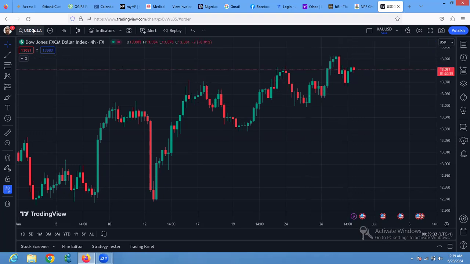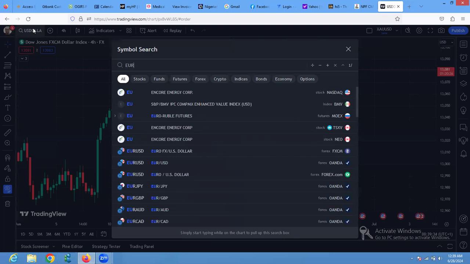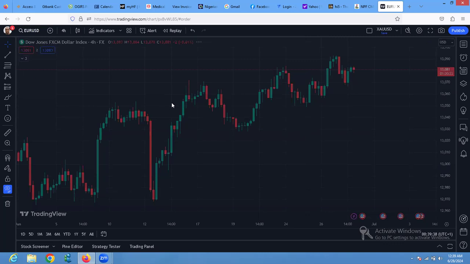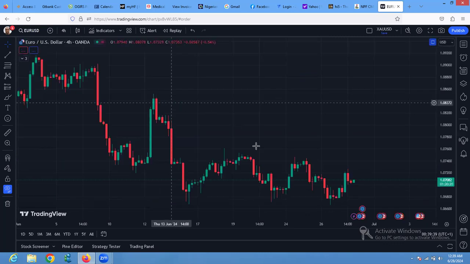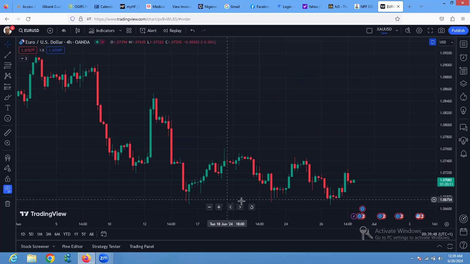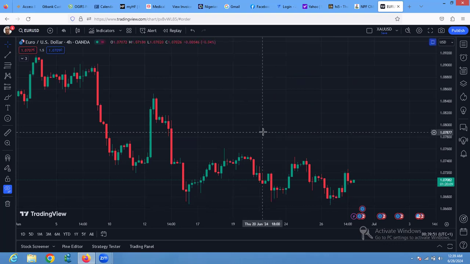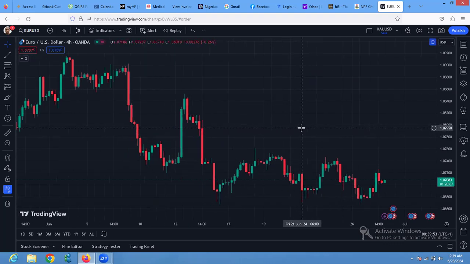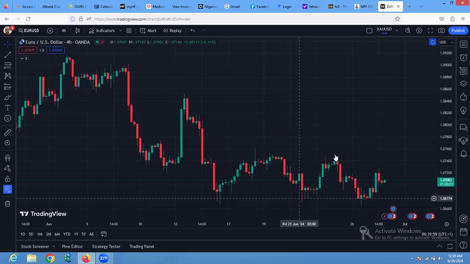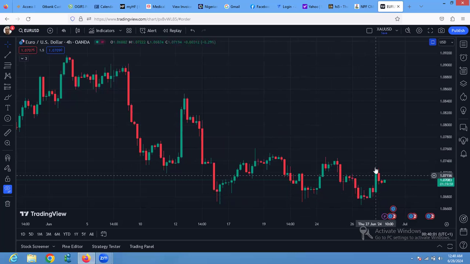On the euro dollar, a quick recap. Euro dollar is more like having a fixed bottom right here. You know, the other ones are wedging. Euro dollar is more or less having a fixed bottom here. That's what is different. It's still an ending diagonal. This will be the fourth wave. This will be 1, 2, 3, 4.